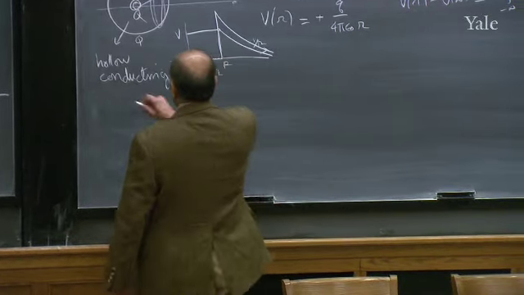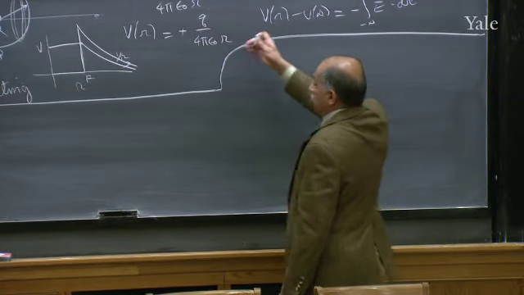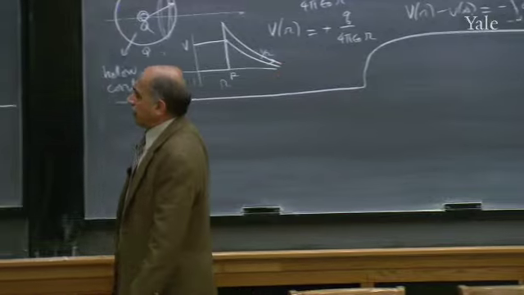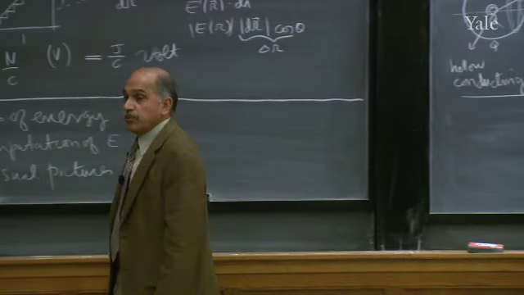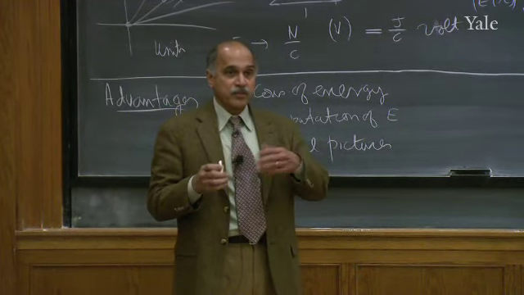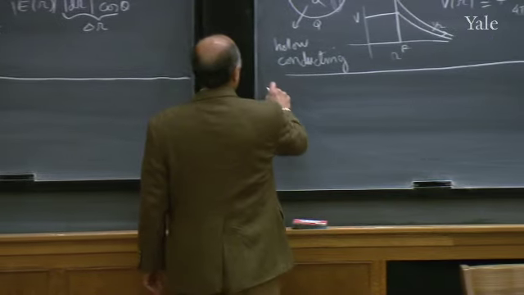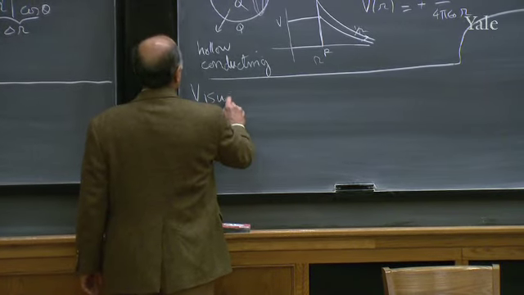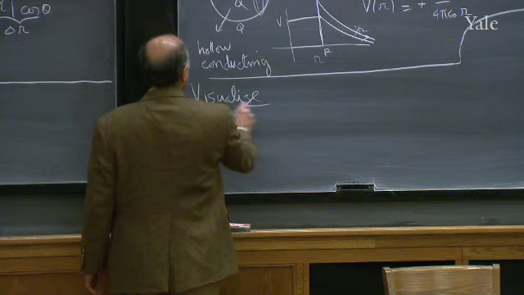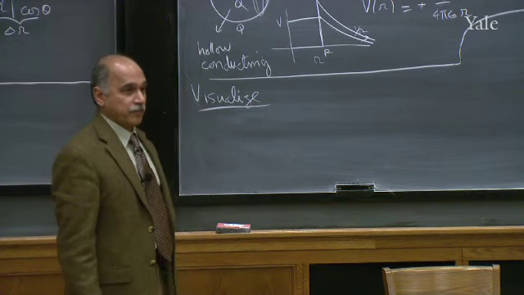Okay, so this is my second point, namely, barring a few exceptions like this one with high symmetry, the potential has the advantage that it lets us compute the electric field by first doing a sum of scalar quantities rather than vectors, then taking derivatives. The third advantage has to do with being able to visualize things. It gives you a landscape, and that's intuitively very helpful.